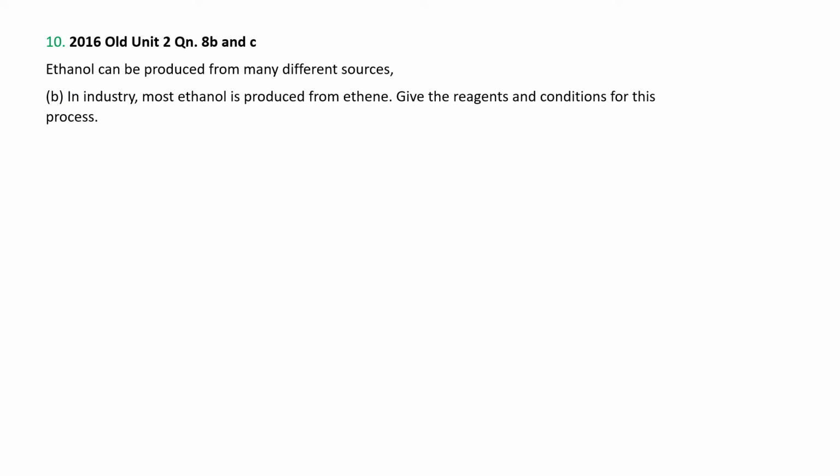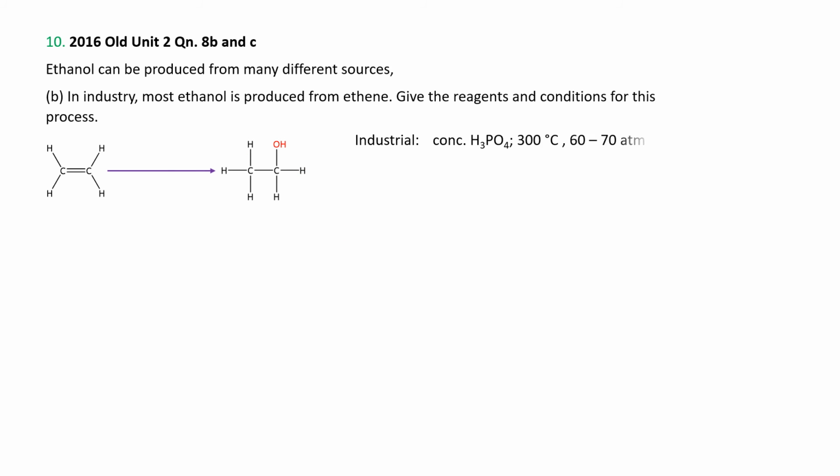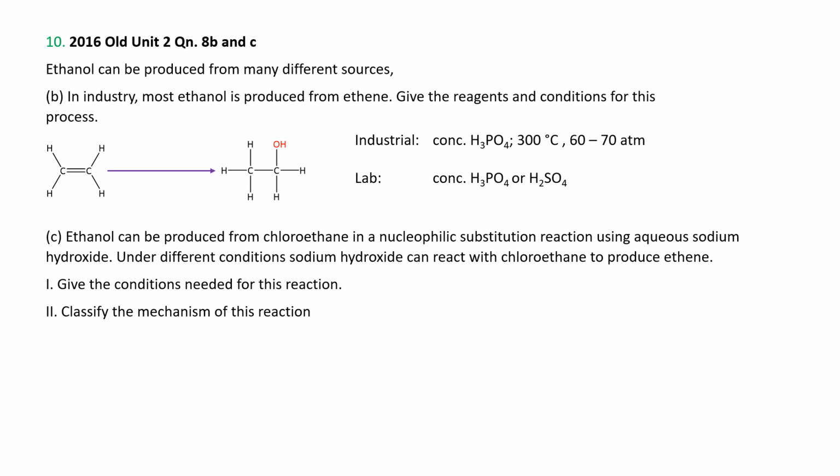Ethanol can be produced from many different sources. In industry, most ethanol is produced from ethene. Give reagents, conditions, you either know or you don't. There's ethene. Effectively add water across the double bond, the OH and the H, giving you ethanol. Industrially, conc. phosphoric acid, nice high temperatures, very high pressures of the ethene. In the lab, you can use conc. phosphoric or conc. sulfuric, much less forceful conditions, lower atmospheres, lower temperature, and so not as good a process.